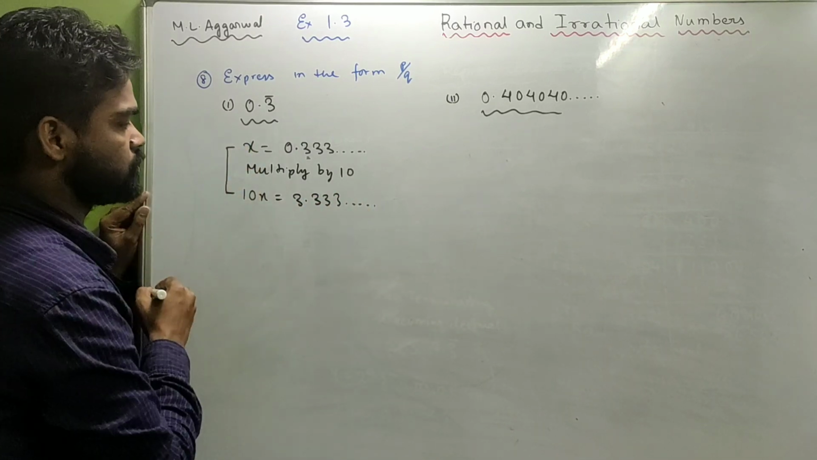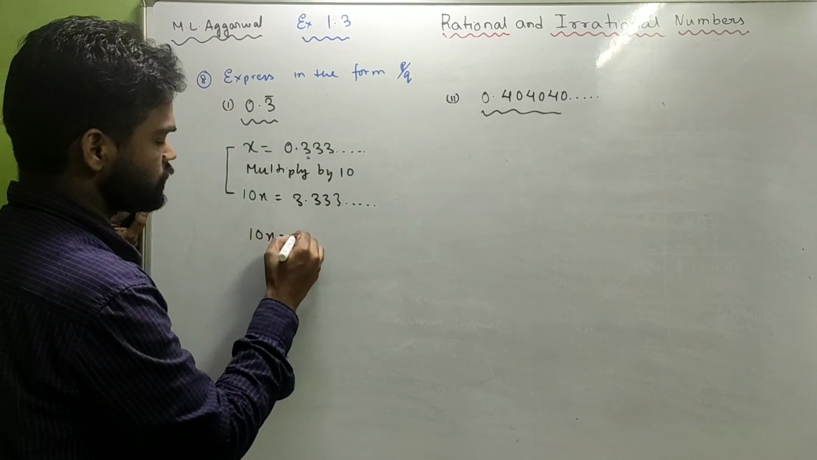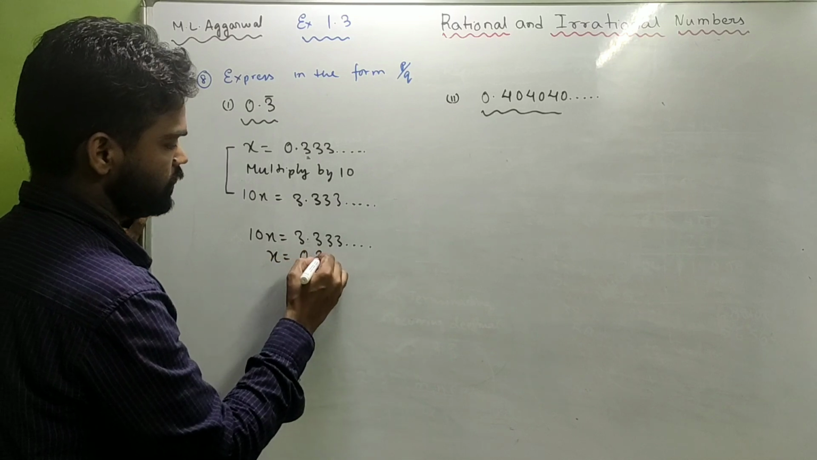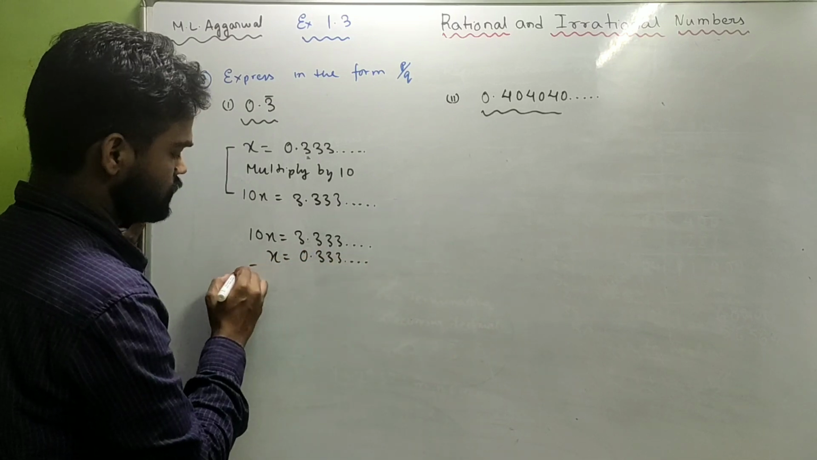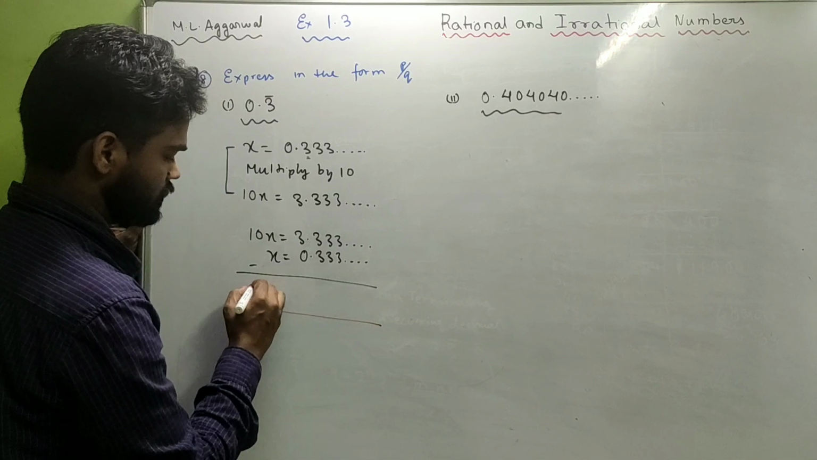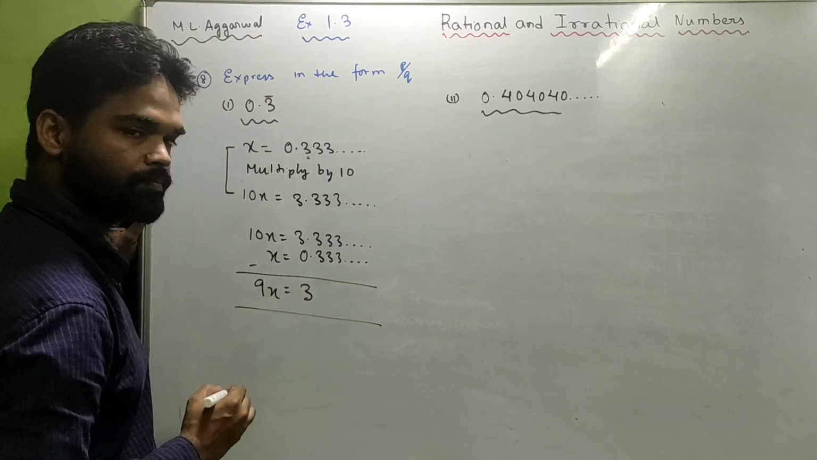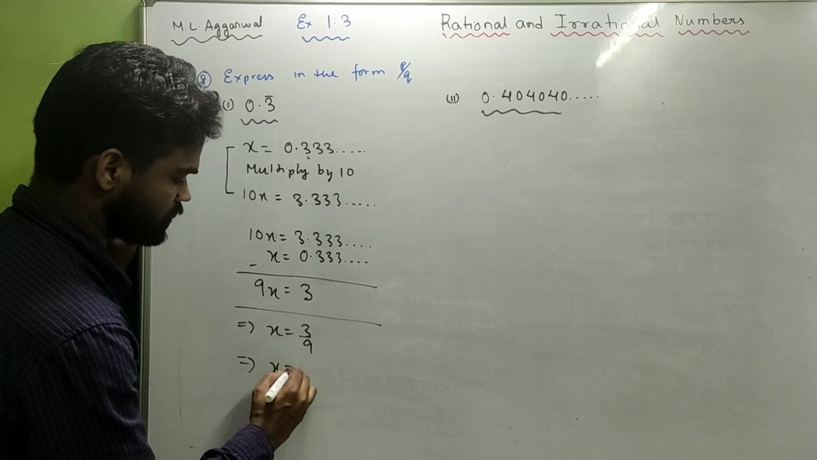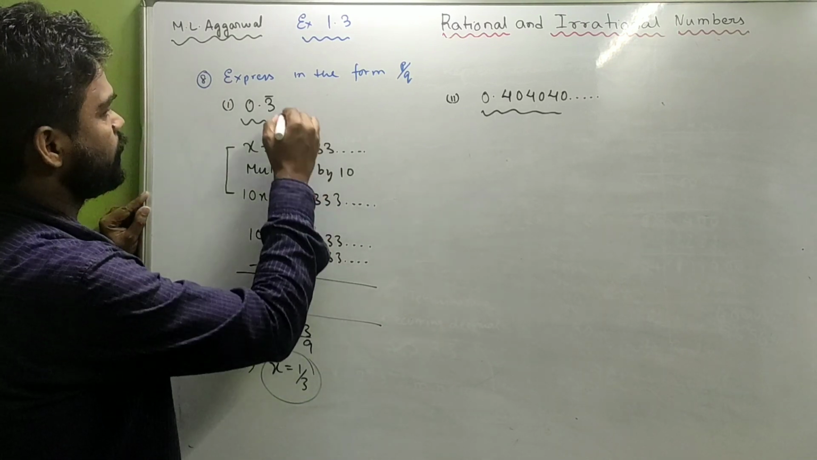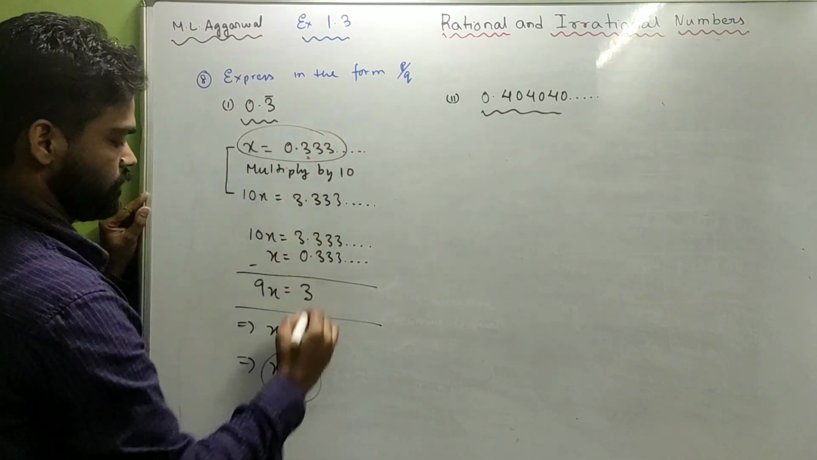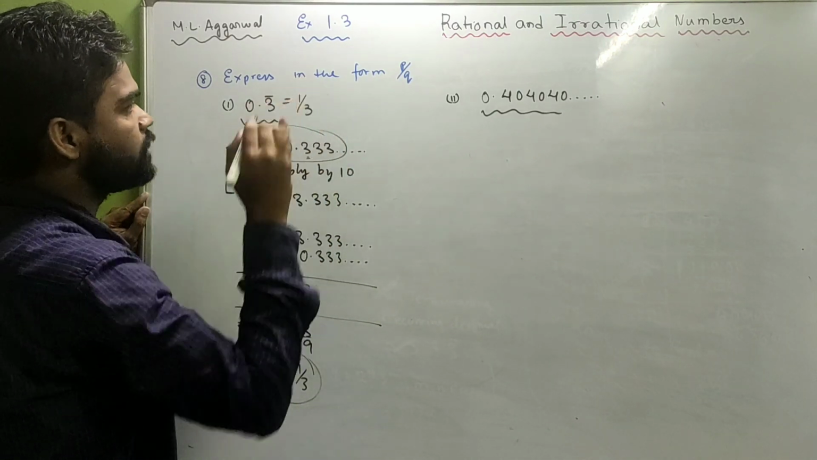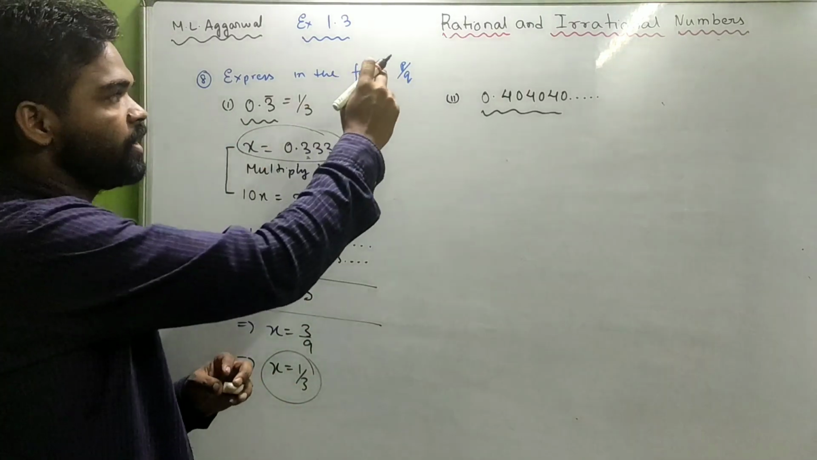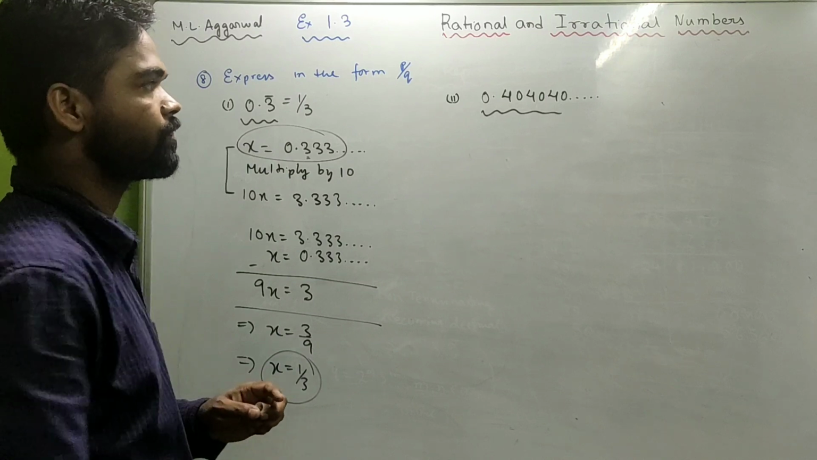Now we'll subtract these two. Look over here. 10x equals 3.333 dot dot dot and x equals 0.333 dot dot dot. Now when you subtract, this is 9x equals 3, which means x equals 3 by 9, which means x is 1 by 3, and your x was this only, which means this is nothing but 1 by 3. So I've represented 0.3 bar as P by Q. Clear?